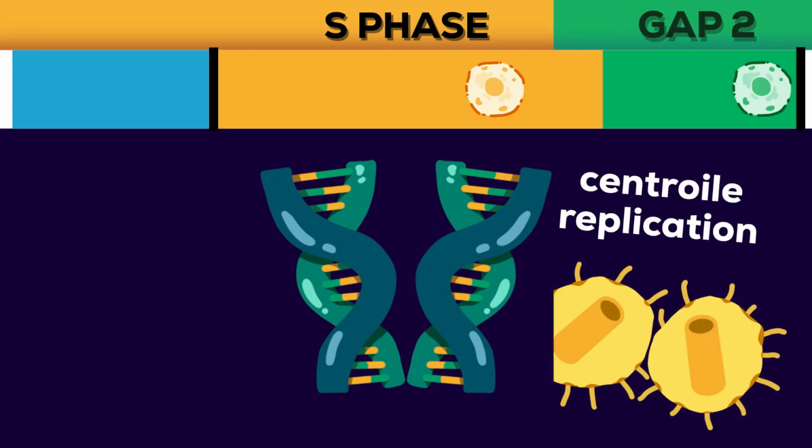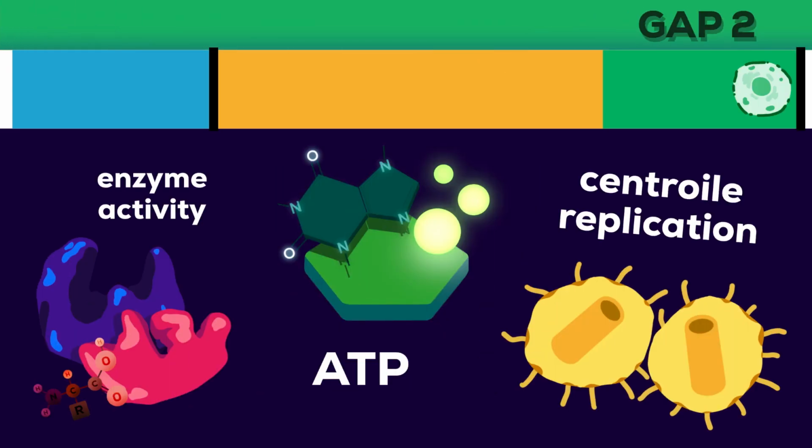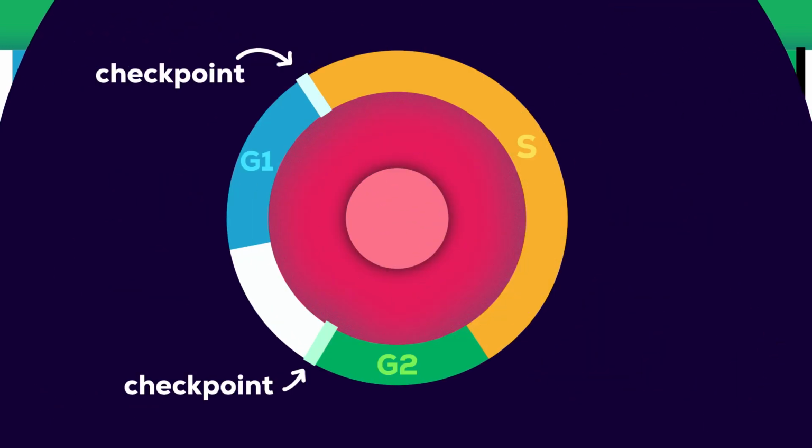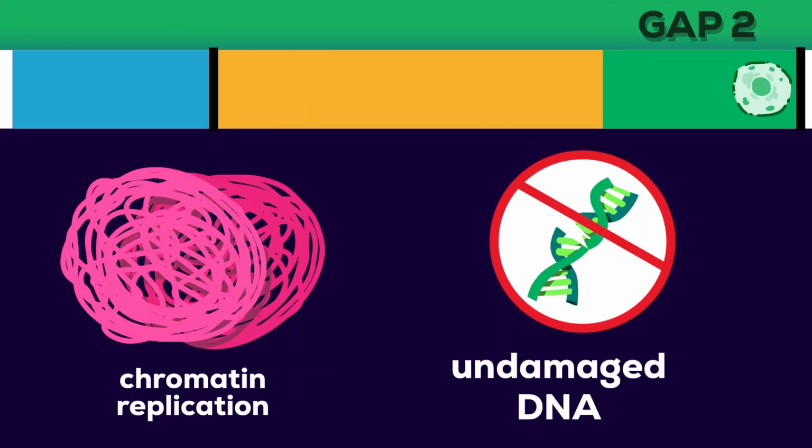During S phase, the DNA is replicated. During the gap 2 phase, enzyme and protein synthesis occurs, lots of ATP is produced, and the centrioles replicate. The second checkpoint occurs after S phase and gap 2, called the gap 2 checkpoint. The cell will pass this checkpoint if chromosomal replication was successful and the DNA was not damaged, and that's interphase.